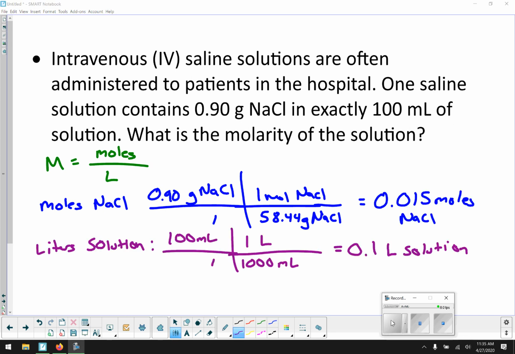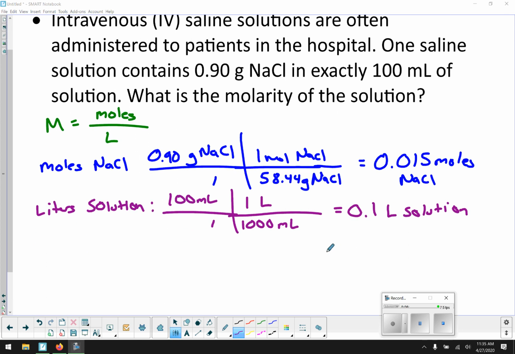Okay, so finishing up that problem, you see that we have 0.015 moles of sodium chloride. That's just 0.9 divided by the molar mass of sodium chloride. I have also figured out how many liters of solution we have total. I'm sure most of you can do this in your head, but I have shown the actual work here. You don't have to show work for milliliters to liters. I assume you guys can move decimals, but you end up with 0.1 liters of solution.